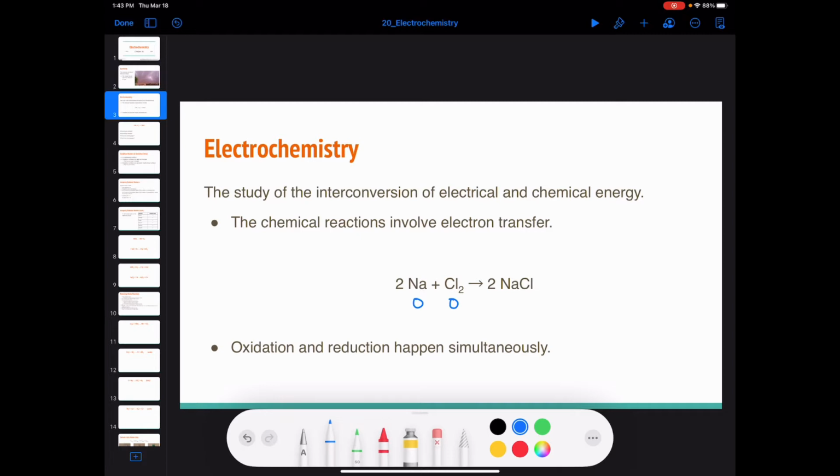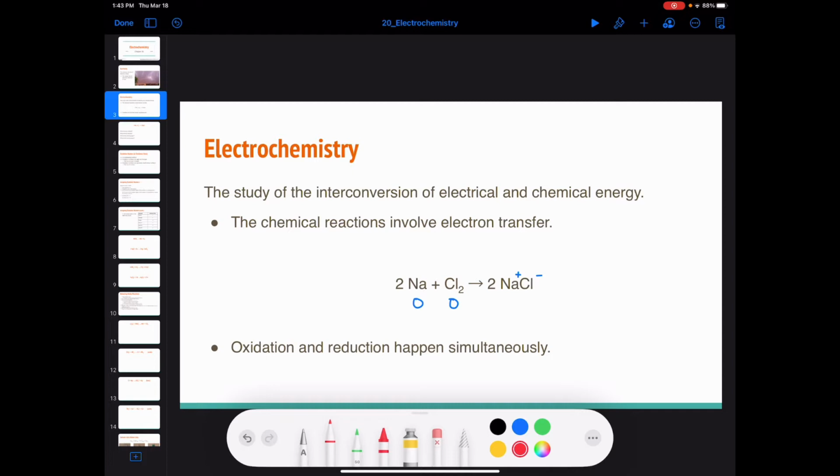And then at the end of the day, though, sodium's going to end up with a positive charge, and chloride now has a negative charge, right? And so we can clearly see that we went from something neutral, in the case of sodium, to something positive, and in the case of chlorine, something neutral to something negative. So we definitely moved around electrons.